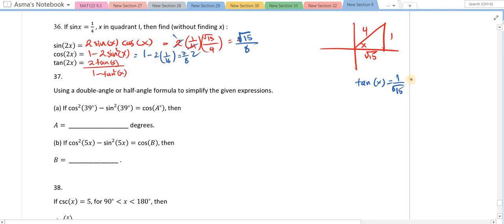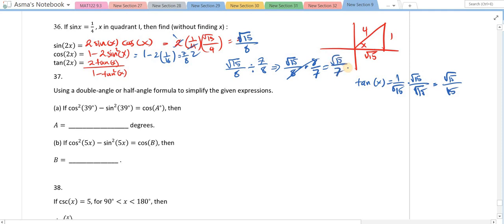rationalize. So we're going to multiply by square root of 15 over square root of 15. We're going to get square root of 15 over 15. So that is a tangent. So we can find the tangent this way, or we can say basically it's sine over cosine. So it's square root of 15 over 8 divided by 7/8, which turns into square root of 15 over 8 times 8 over 7, which is square root of 15 over 7.